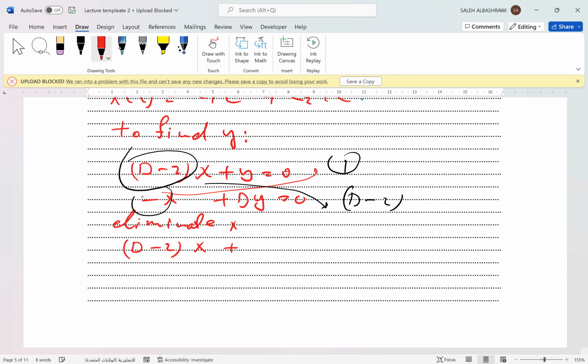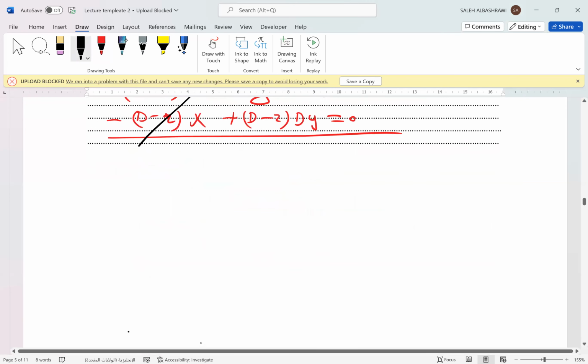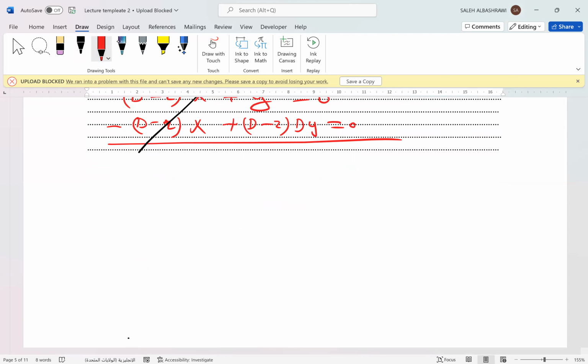(D − 2)x + y equal to 0. And the second equation will be −(D − 2)x + (D − 2) times Dy equal to 0. If we add, the x terms will cancel. Then we'll have (D² − 2D + 1)y equal to 0, or (D − 1) to the power 2.